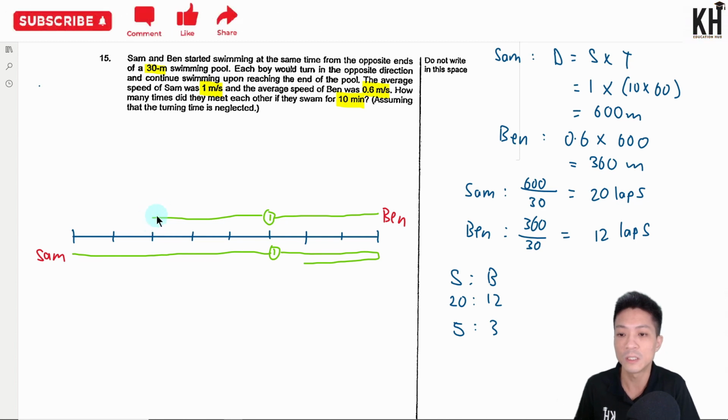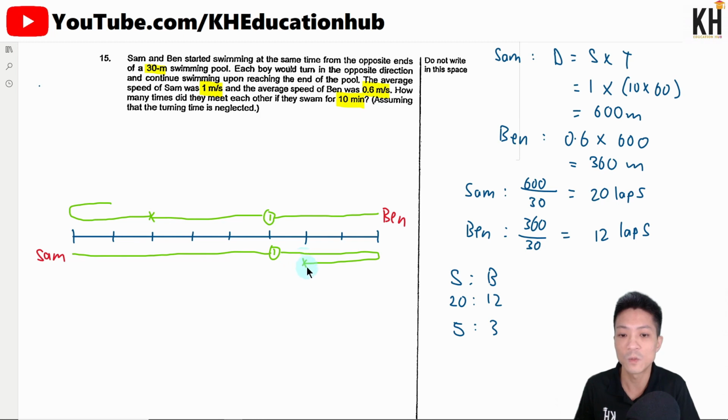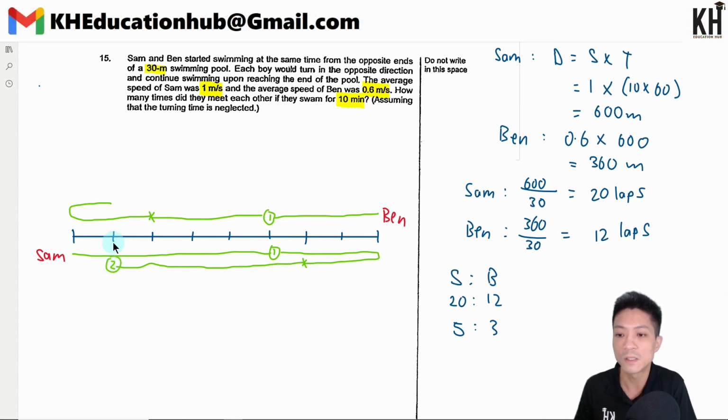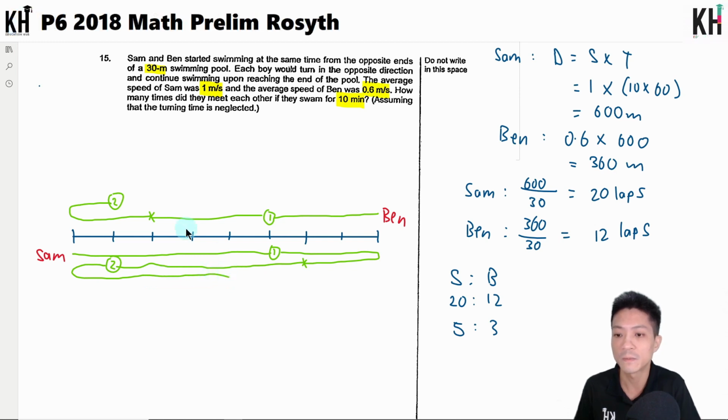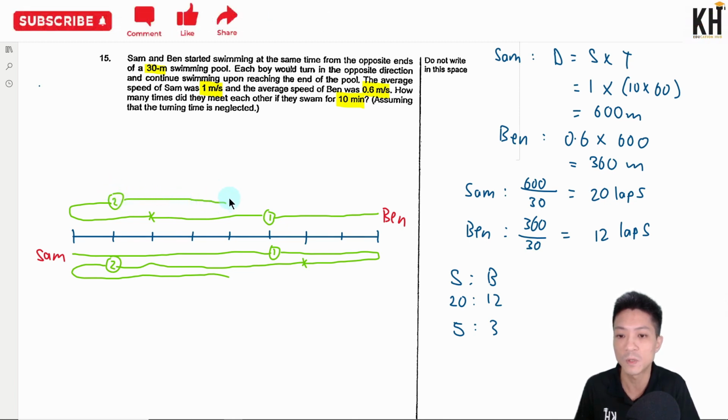Okay, they did not meet each other. So for Ben, he will swim another, I'm going to put a cross here. Another 3, 1, 2, 3, right? Sam will swim another 5. So 1, 2, 3, 4, 5. This is the second spot where they meet each other. So I'm going to continue on. 1, 2, 3, 4, 5. 1, 2, 3. This is the second spot. Oh, sorry, the third spot where they meet each other.